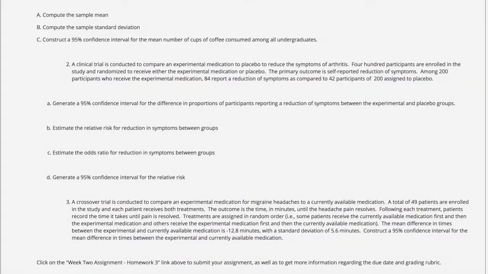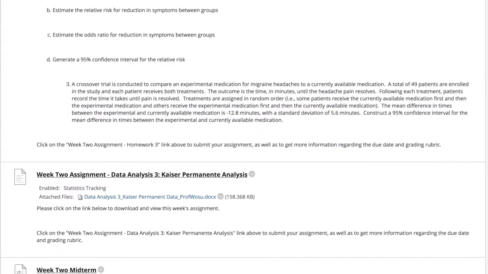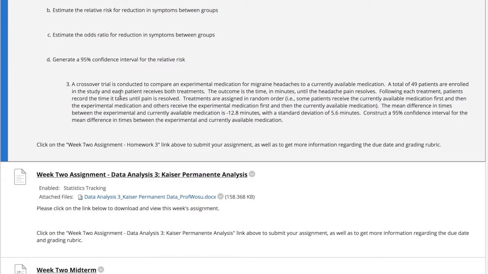Now, here's our third problem. It says, a crossover trial is conducted to compare an experimental treatment for migraine headache to a currently available medication. You have 49 patients enrolled in the study. Each one receives both treatments. And we have the mean difference between the experimental and currently available is 12.8 minutes, with a standard deviation of 5.6 minutes. Construct a 95% confidence interval for the mean difference in times between the experimental and currently available medication.